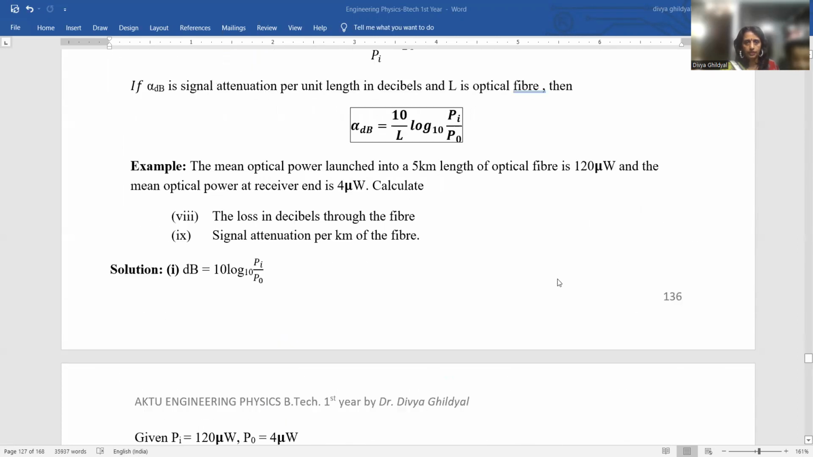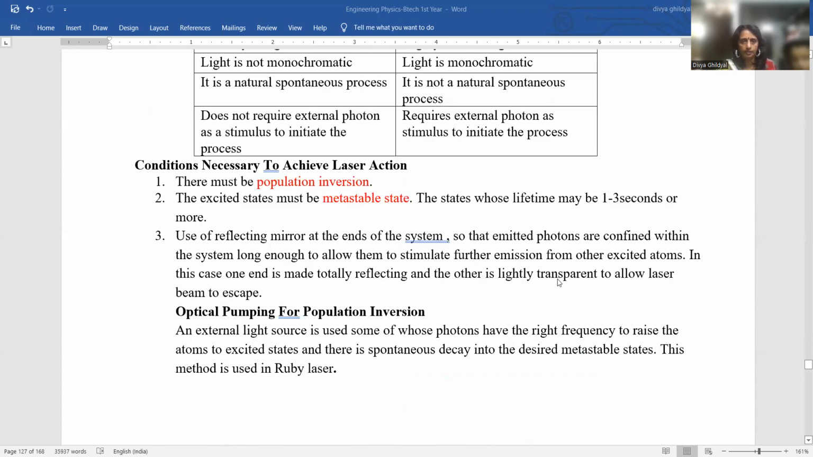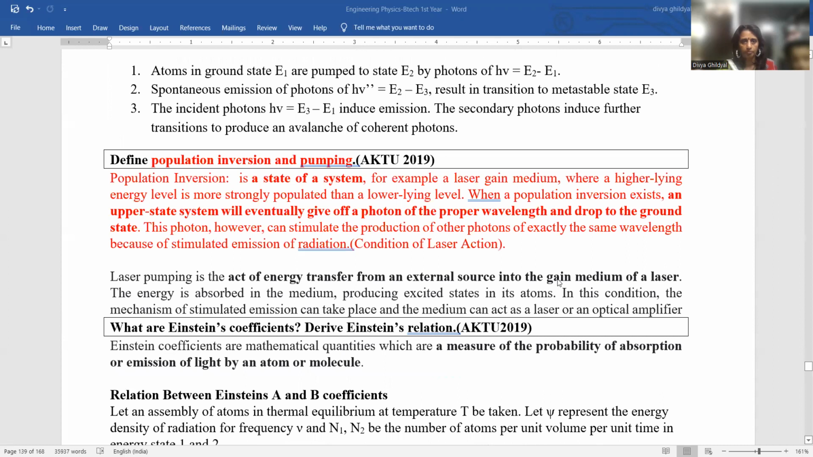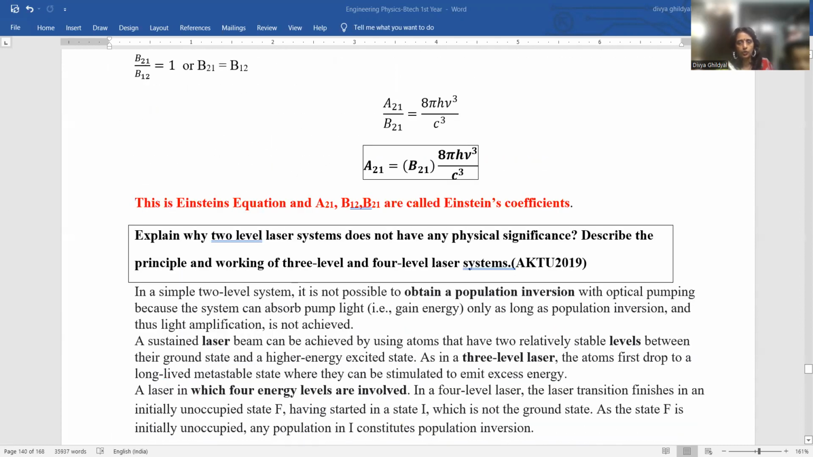We will first see this is spontaneous, stimulated, population inversion, pumping, and relation between Einstein coefficients. Now, levels, what do you mean by different energy levels? See, these levels which we are talking about here are the energy levels like this: E1, E2, E3, with number of atoms in these states.